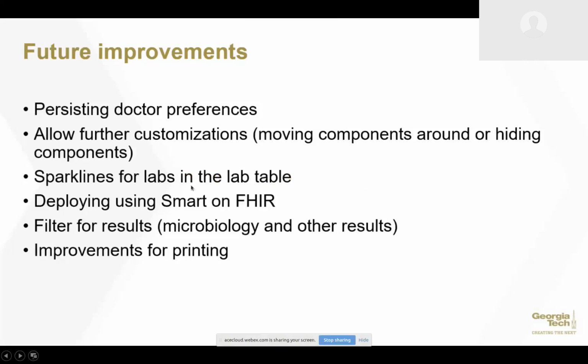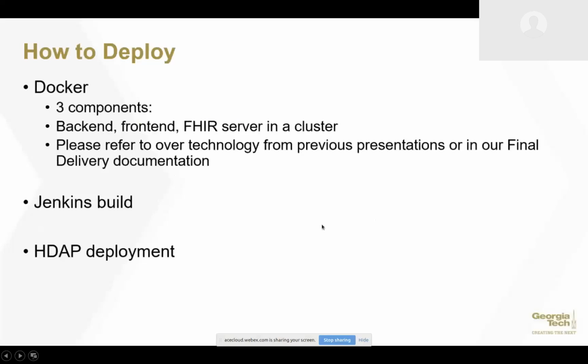There are some other things here. We could allow other kinds of customizations, like moving components around. Another one would be filtering for microbiology results. Another improvement we could do is include spark lines for the labs in the lab table. That's like the hematology section. This is the kind of app that would work well with Smart on FHIR that we've learned about in our class. So that would work as well.